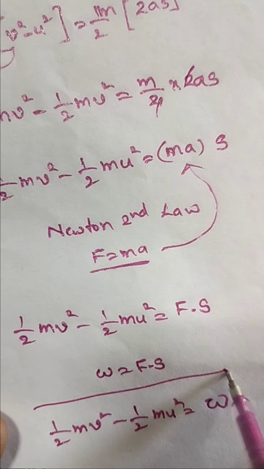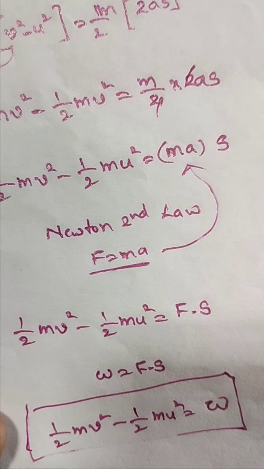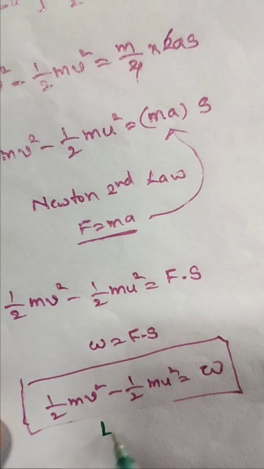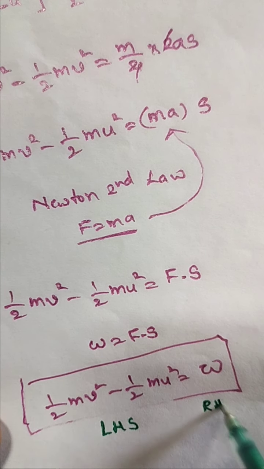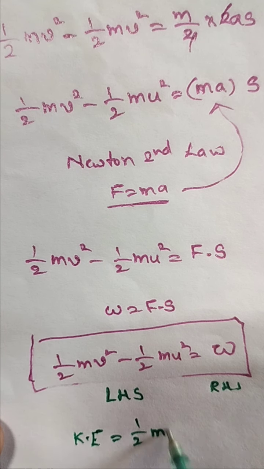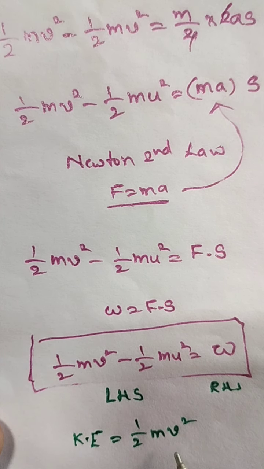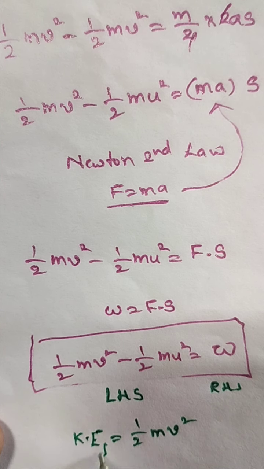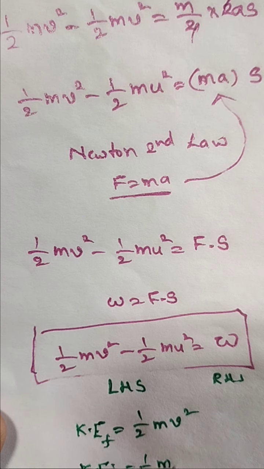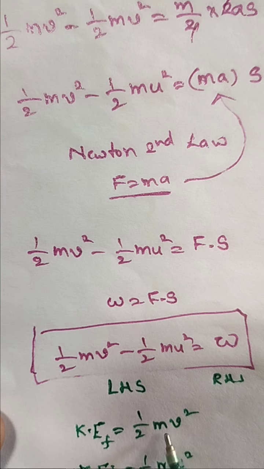This equation represents the work energy theorem. This is the LHS part and this is the RHS part. The LHS part is equal to kinetic energy, because kinetic energy is equal to half m v square, where v is the final velocity, so kinetic energy final. And kinetic energy initial means 1 by 2 m u square. What is kinetic energy? One half of the product of mass and the square of the velocity is called kinetic energy.